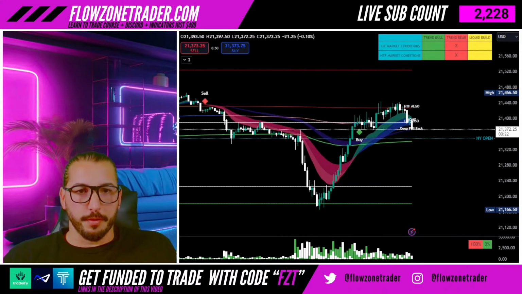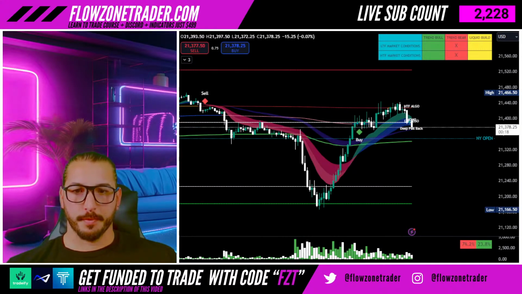There we go. Beautiful. Deeper, deeper, deeper, deeper. Please keep coming into the deep pullback flow zones. I still want it to go deeper here. I want us to break down underneath 70 and then see how we act.